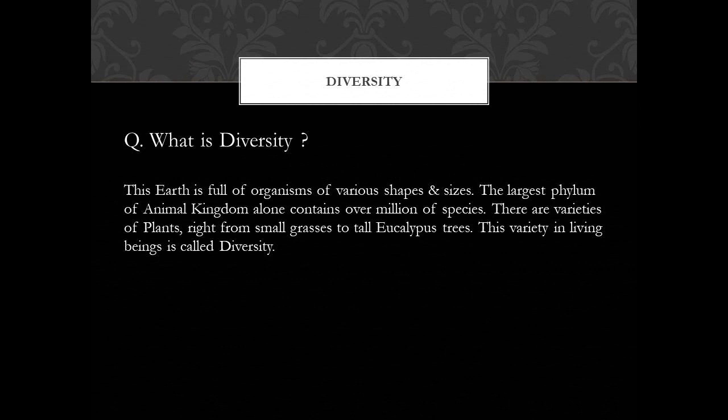So the first thing we are going to study is diversity. What is diversity? This earth is full of organisms of various shapes and sizes. The largest phylum of animal kingdom alone contains over 1 million species. There are varieties of plants, right from small grasses to tall eucalyptus trees. This variety in living beings is called diversity.